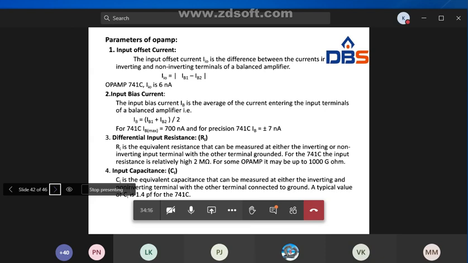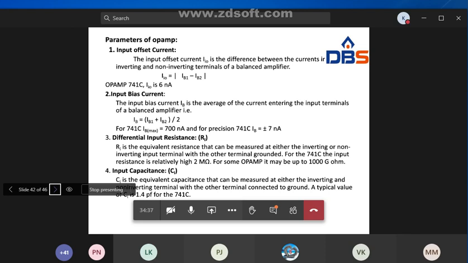Input offset current is the difference of two input currents flowing into the op amp. Then we can write IOS equal to IB1 minus IB2.